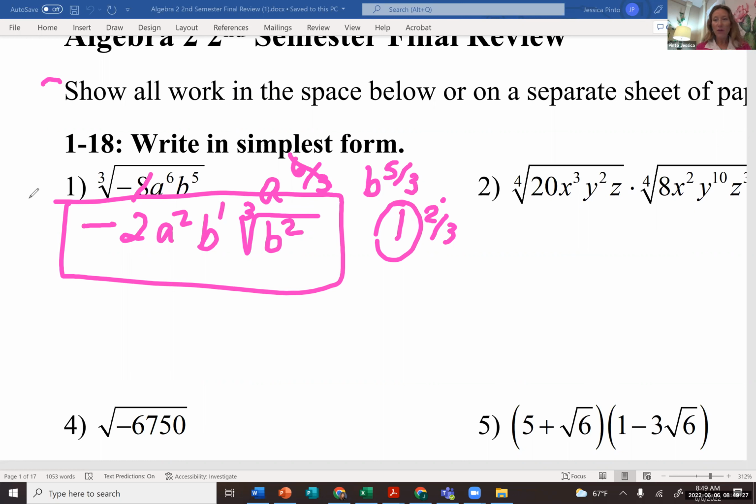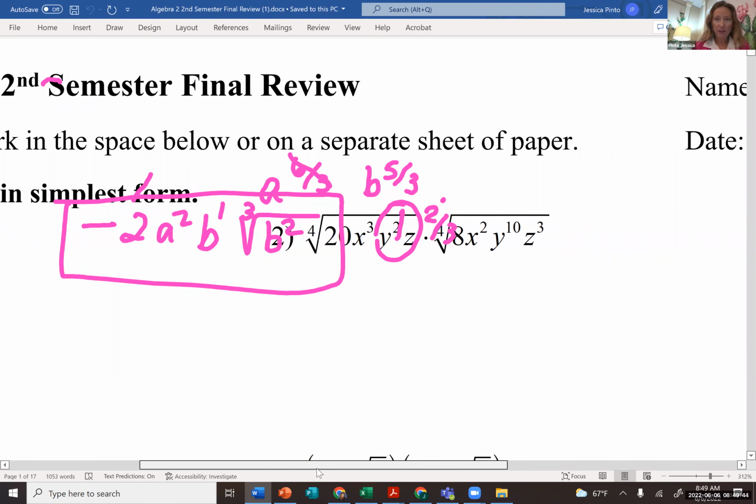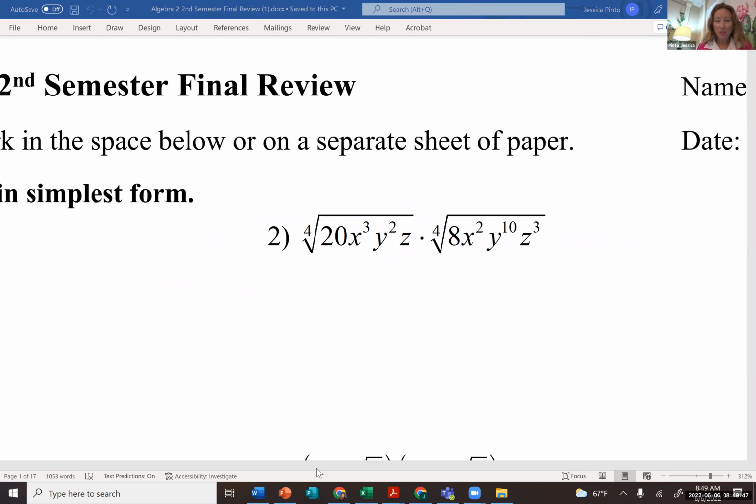So as I look over at question number 2, I'm seeing that I need to multiply these radicals, and it's a 4th root, which is an even index. And so that could have slightly different rules. Let's see if I can scroll over. Yes. So I'm looking at this one here, and I'm going to begin by multiplying 20 and 8, x to the 2nd, and x to the 3rd, etc. So I'm just going to do that first.